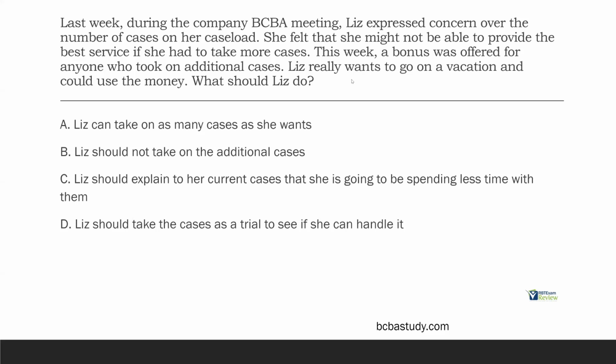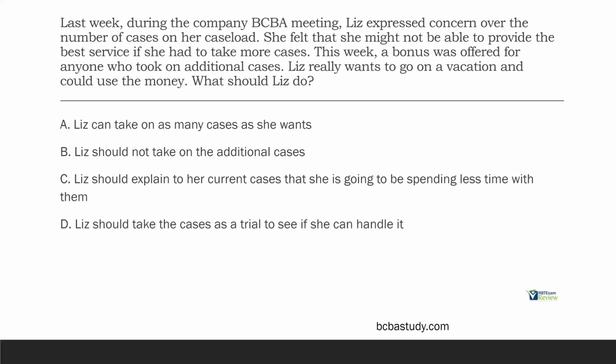A, Liz can take on as many cases as she wants. You cannot. Some people believe this. Well, I can handle it. I can handle 25 cases. You only take as many cases as you can handle effectively. Liz already said any more cases and she's going to struggle. You can't just take on as many cases as you want because they're offering you more money. Only take as many cases as you can handle effectively. So B, Liz should not take on the additional cases is really what we're looking for, right? She shouldn't take on the cases.